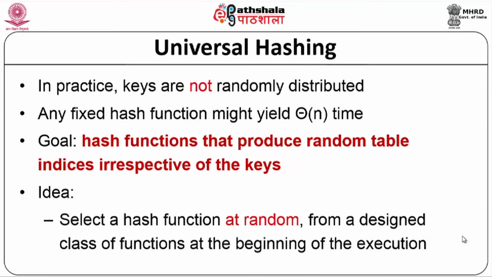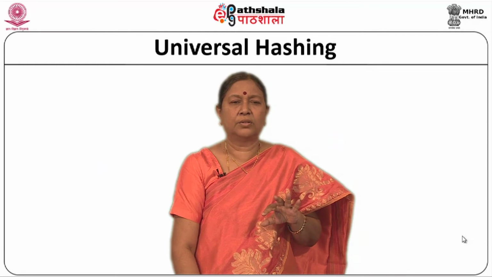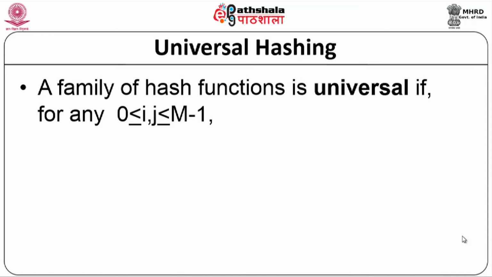So, select a hash function at random from a designed class of functions at the beginning of the execution, and so a family of hash functions is universal. Now we are trying to define a function. Why is it called universal? This set of functions, irrespective of the distribution of the keys and how the keys are, which is not in our hands, will produce a function that gives you randomness.